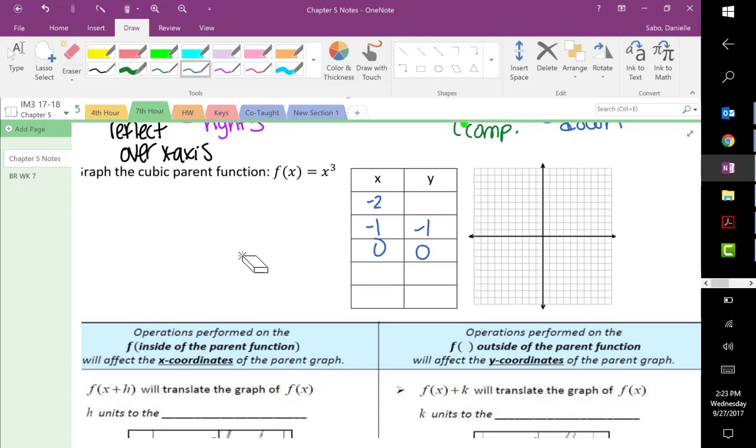No calculator needed, guys. -2 cubed. Keep going. -2 cubed, which is 2 times 2 times 2. That's 4, 6 if you were to add them. 2 times 2 is 4. What's 4 times 2? 8. And is it positive or negative?